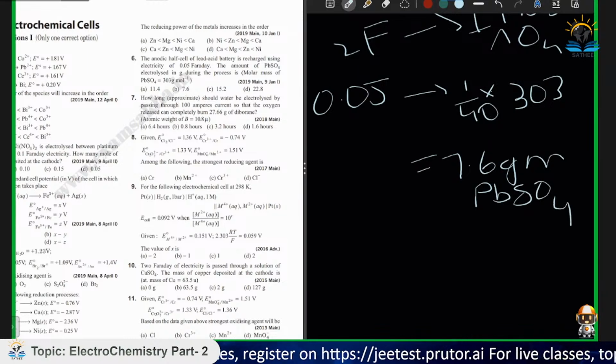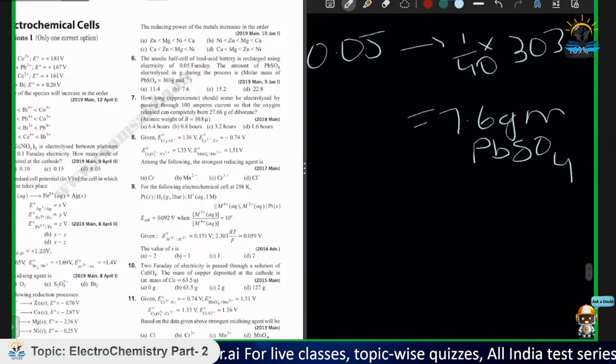Again, please look at the conversions in the lead storage battery. This is not the whole equation above. For the PbSO4 formation, that's the equation.